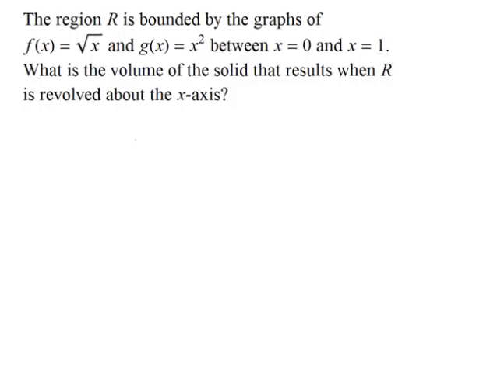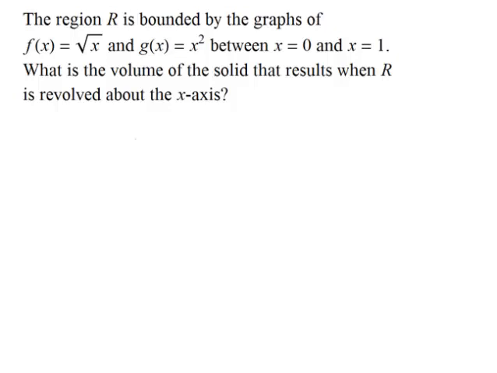The region R is bounded by the graphs of f of x equals square root of x and g of x equals x squared between x equals 0 and x equals 1. What is the volume of the solid that results when R is revolved around the x-axis?